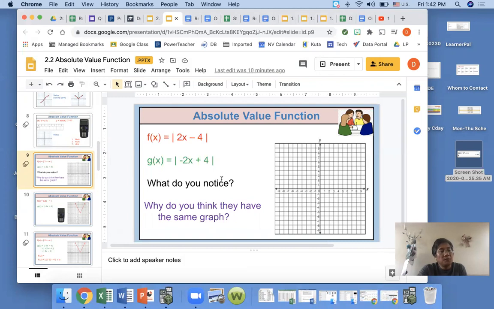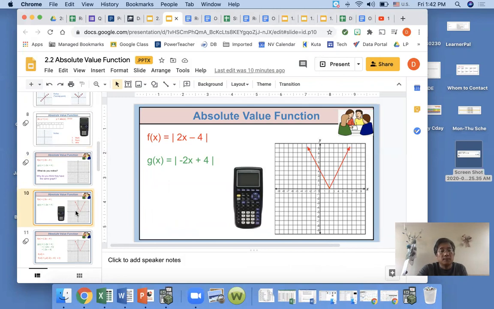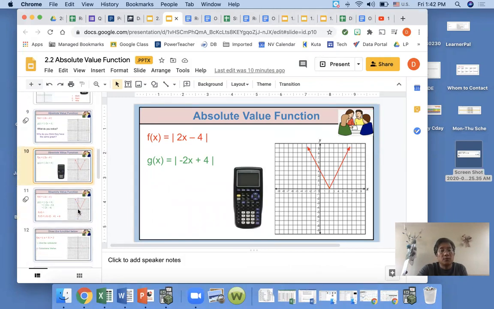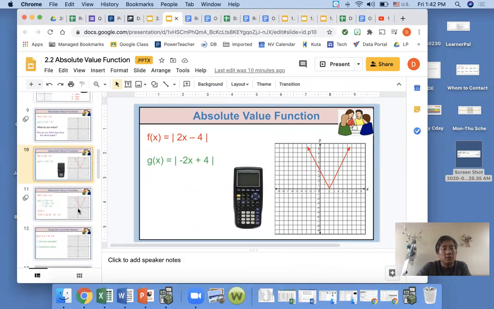If you try it, you will see that both graphs give you the same graph. So why do you think they have the same graph? If you put it into the calculator as I showed you, you will see like this. So go to the discussion and do it, please.